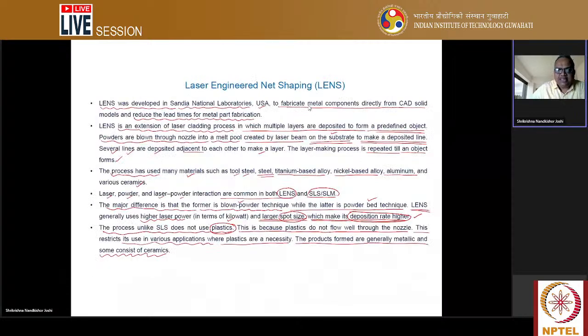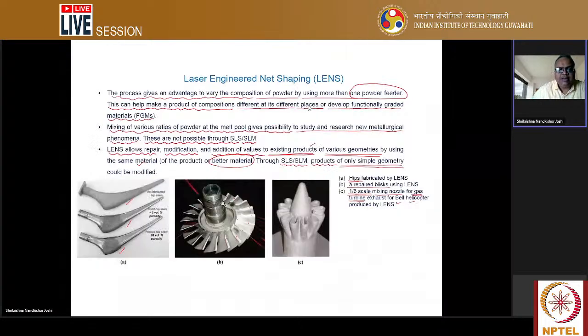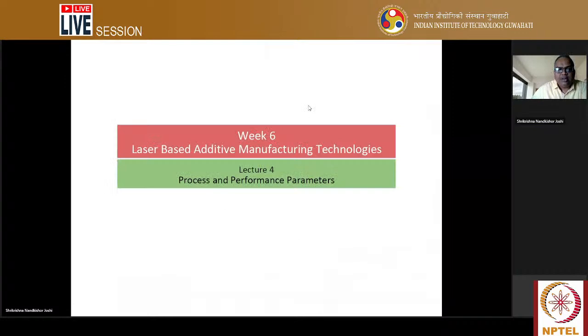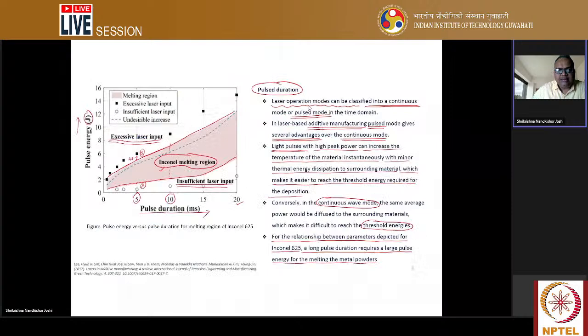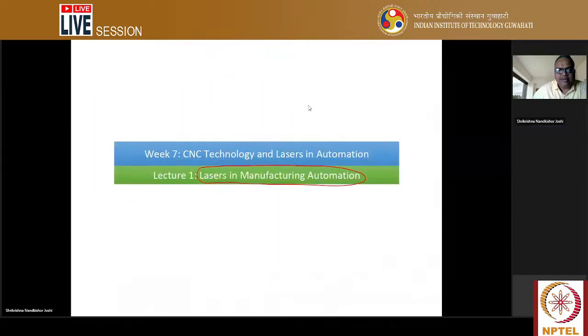Then LENS, laser engineered net shaping, where we go near to the expected form of the work part, and then we can do some sort of finishing operation, and that we call laser engineered net shaping. Process and performance parameters we have seen in detail in this lecture.